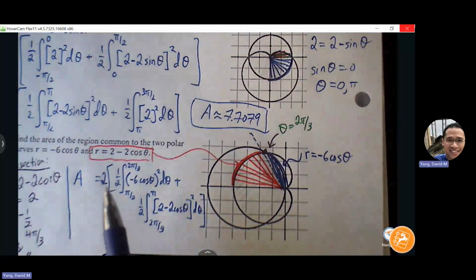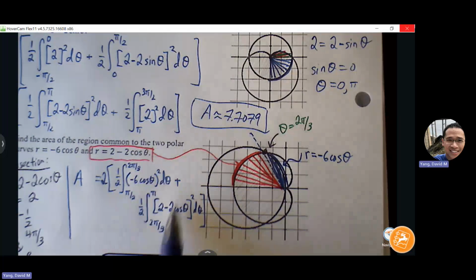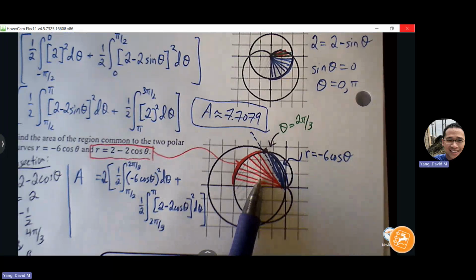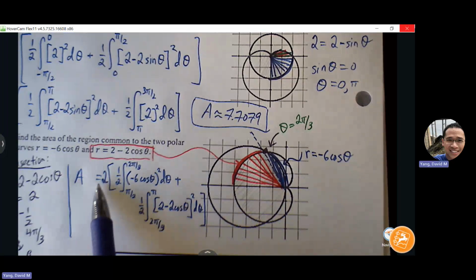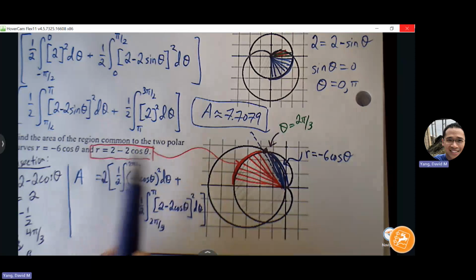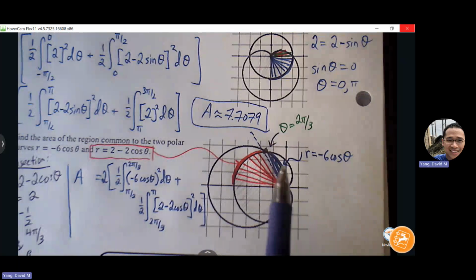And I'm reminding myself that after all this is done, I only have half the region that I need, but I can just use symmetry to get the other half. So I'm doubling the area here, and that will give me the full area that I need.